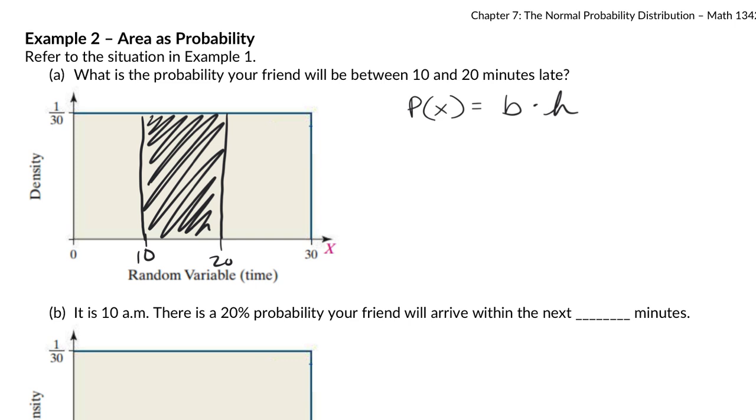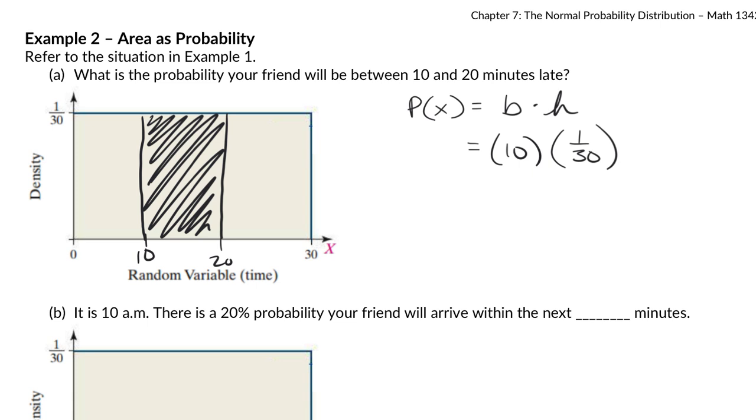Is that okay with everybody? Same thing as length times width, but if we call it base times height, I think it would be a little easier. If we're looking at this formula, what is the length of the base for this rectangle? Don't overthink it. 10. Between 10 and 20 is 10. What is the height of this rectangle? 1 out of 30. So we have these two numbers. Because this is uniform, across this entire rectangle, the height is always going to be that probability of 1/30th.